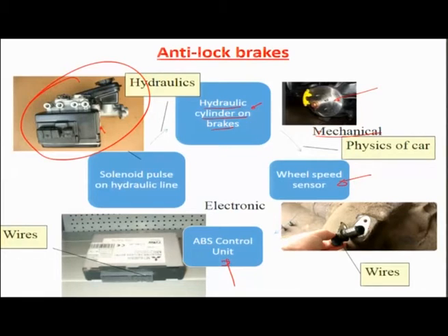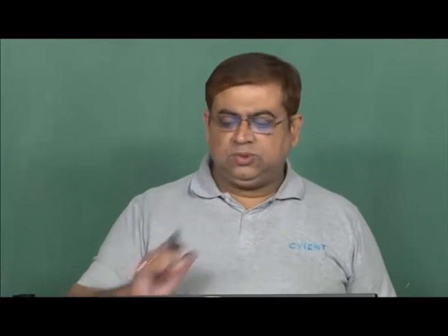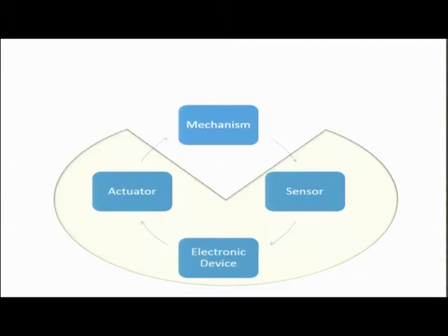The wheel speed sensor will monitor the output and feed back to the ABS control, which will again create the solenoid pulse on the hydraulic line, whether it is the left front wheel or the right front wheel, or similarly the rear wheels, and then determine how much oil should get distributed into these 4 brakes, so that exactly the required amount of braking is given differentially in the different wheels. So you have a mechanism, a sensor, an electronic device and an actuator all in place when we talk about such a hydraulic system.